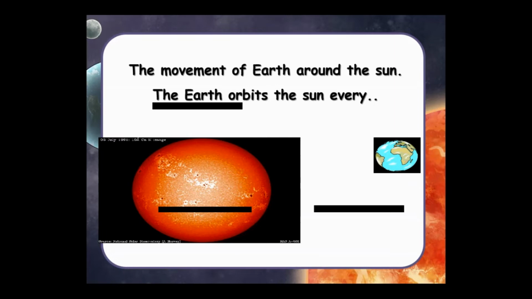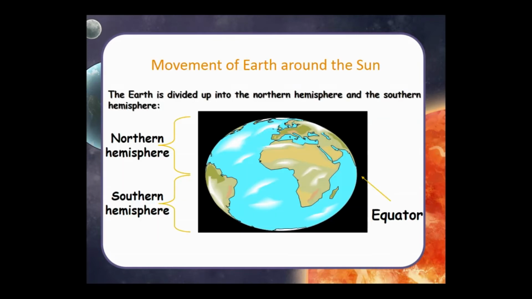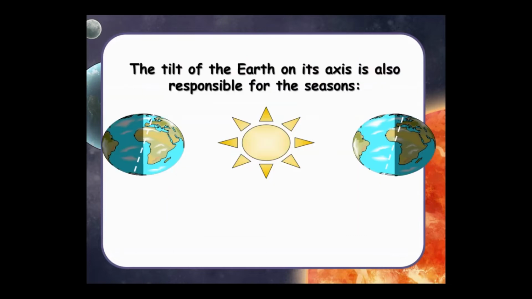The movement of Earth around the Sun takes 365 days and a quarter of a day. It means 6 hours. That's why each 4 years we have an added day. This day is added in the calendar to February, and that's why each 4 years you'll find February has 29 days instead of 28. There are 2 hemispheres on Earth, northern and southern.